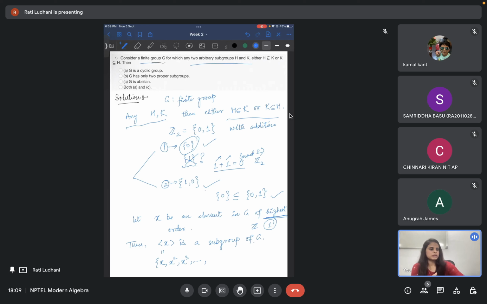If 1 raised to any power is not the identity, that is 0, then the order is infinite. So in that case, if any element could have infinite order, then I cannot introduce the word highest. Can you tell me why I can still write this here? You understand my question? Just read the question carefully.